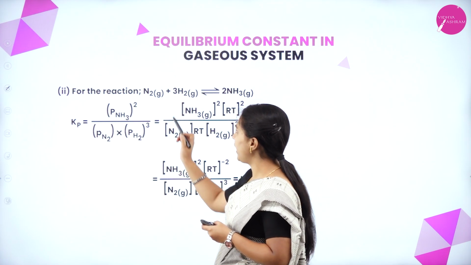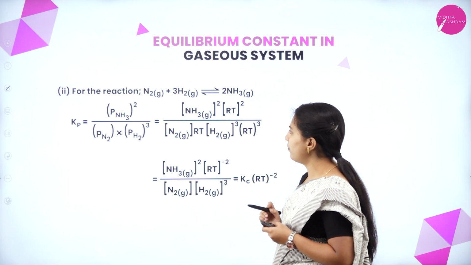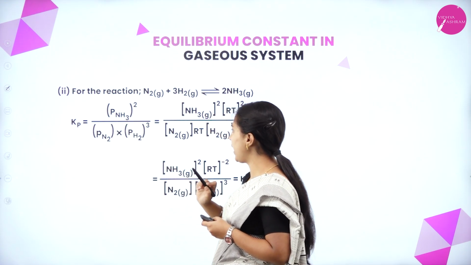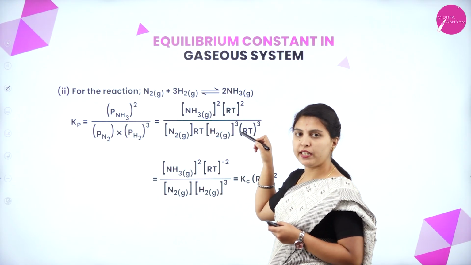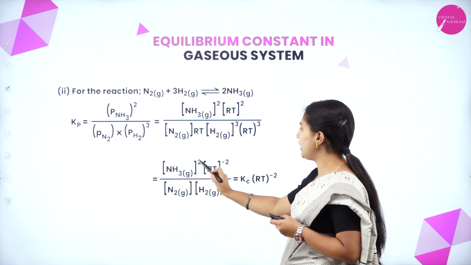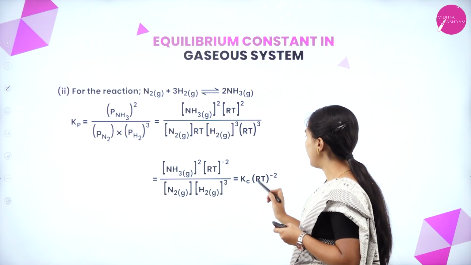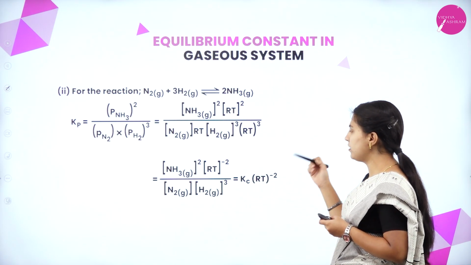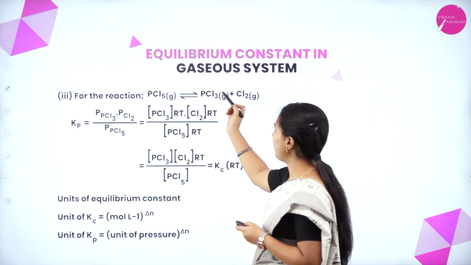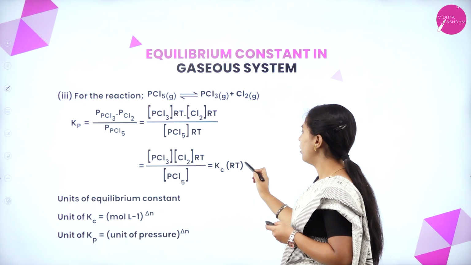Next, for the reaction N2 plus 3H2, what will happen? 2 moles of ammonia. The same mathematics you have to use here, ammonia in the product and individual reactants. Here also you have to implement that P equal to CRT. RT they have implemented. What will happen? Ammonia in gaseous state, RT to the power minus 2 will happen. This is the individual reactants N2 and H2. Kc into (RT) to the power minus 2 will happen. Okay. Here also PCl5 will decompose into PCl3 and Cl2. Everything is the same. Kc into RT.